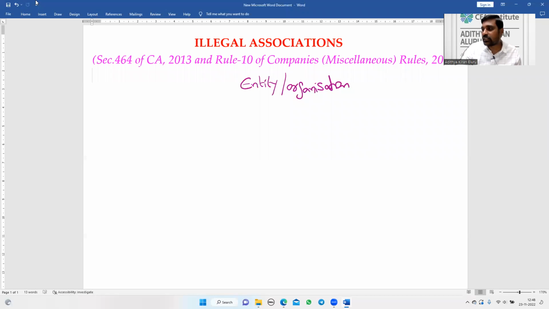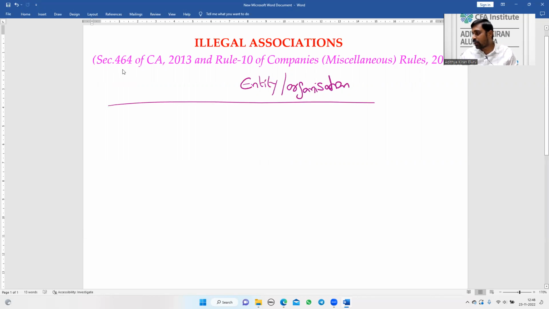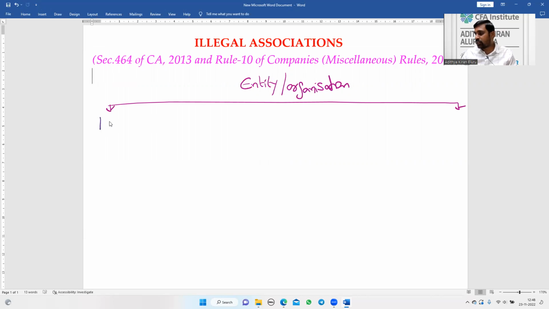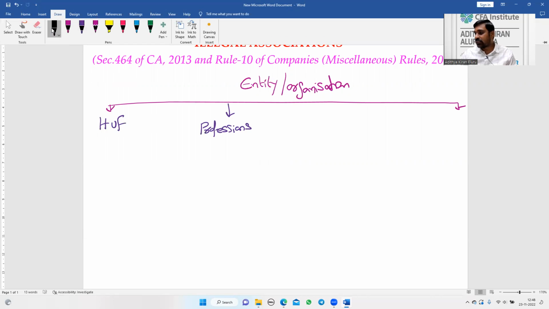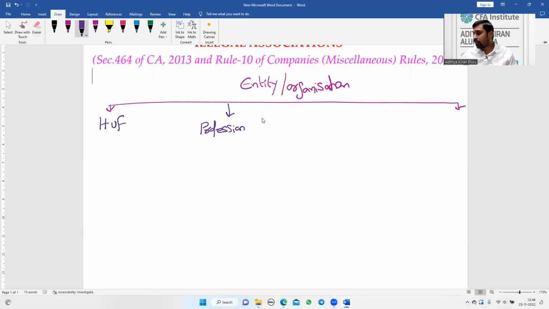This entity or organization, I'll categorize into three parts. The first part is HUF, Hindu Undivided Family. The second part is professionals governed by special acts.